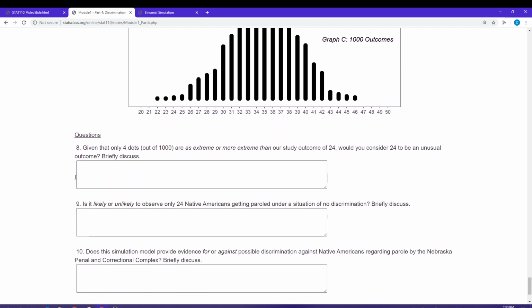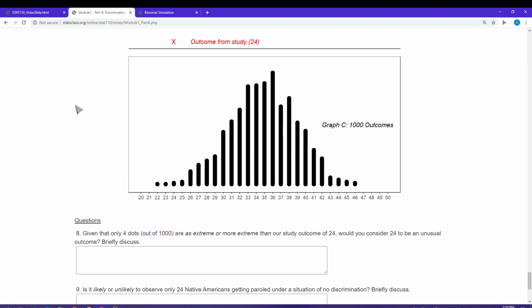So that's what question 8 is about here. Would you consider 24 to be unusual? And as a statistician, I'm going to argue that it is.